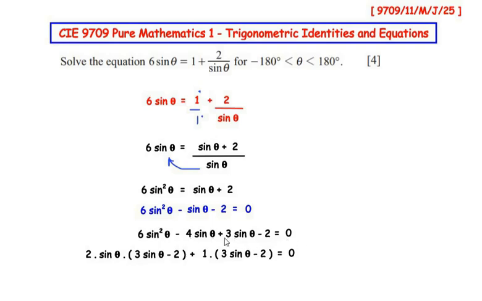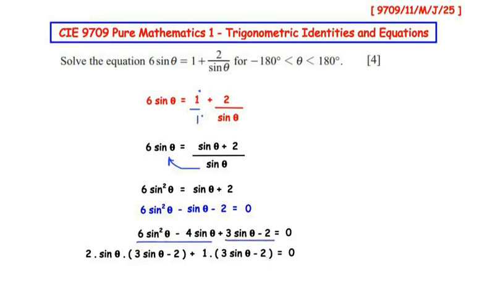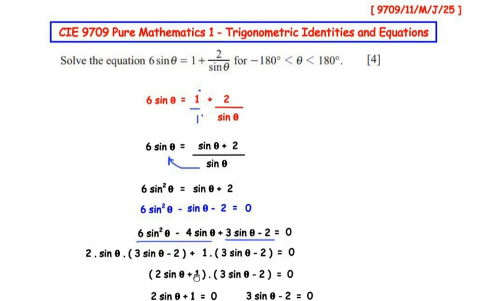Now let us group the terms. Let us group the first two terms and let us group the last two terms. So in the first group, we can see that 2 sine theta is a common factor. So we have taken it out, and inside the bracket remains 3 sine theta minus 2. And from the second group, we have to take plus 1 as a common factor, and inside the bracket remains 3 sine theta minus 2 equal to 0. So here we get two factors now. The first factor is 2 sine theta plus 1. And the second factor is 3 sine theta minus 2 equal to 0.